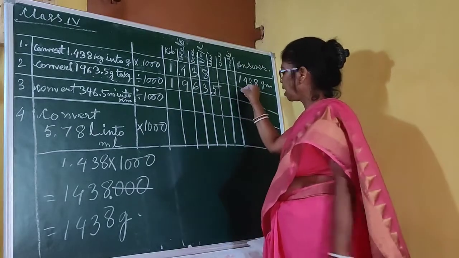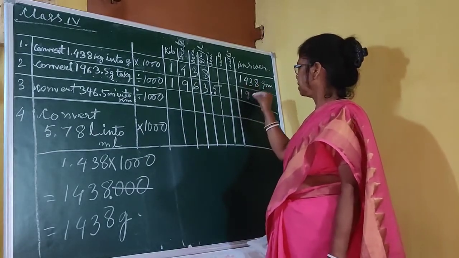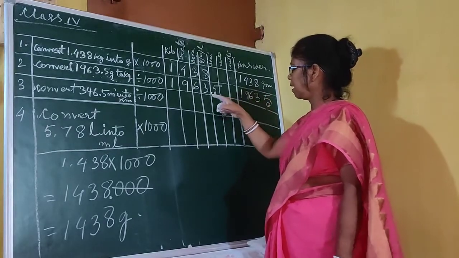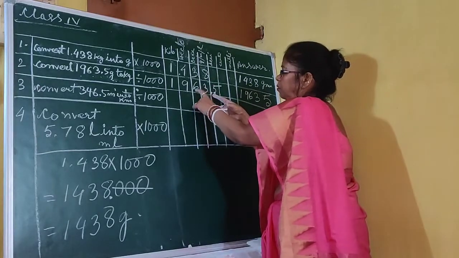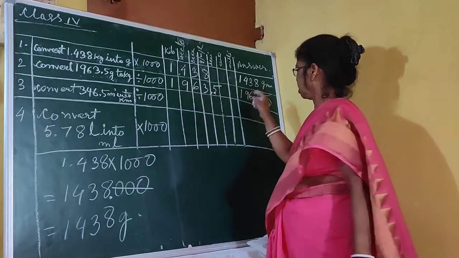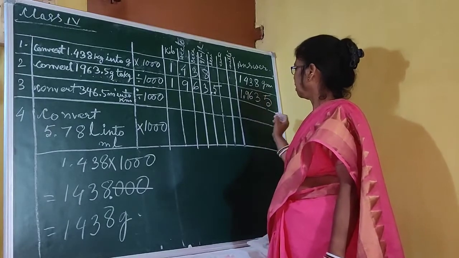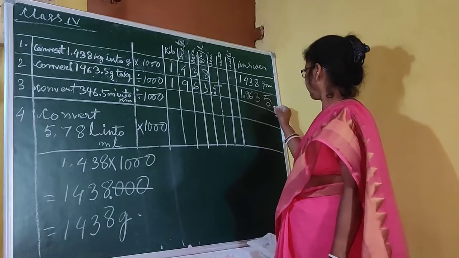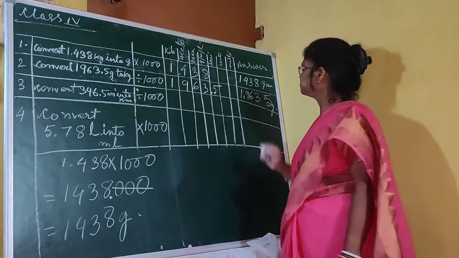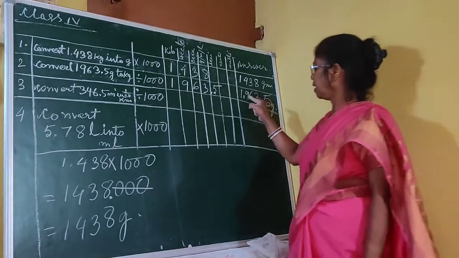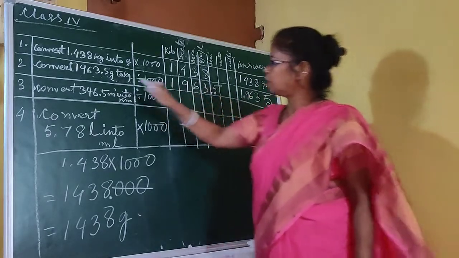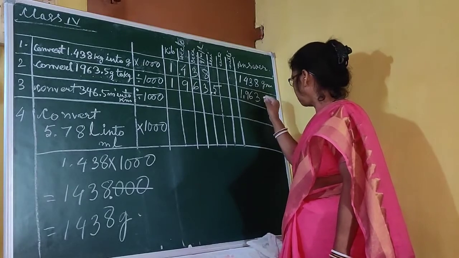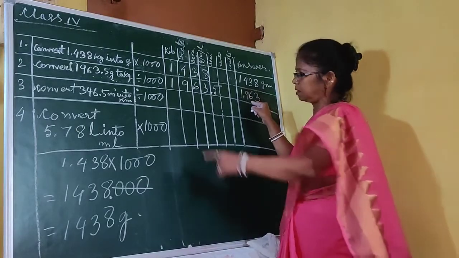You first write down the number 19635. The decimal is here. Then it will shift 1, 2, 3 places before. 1, 2, 3. The decimal will come here. Then 1.9635 kg, because it is kg. Let me check.